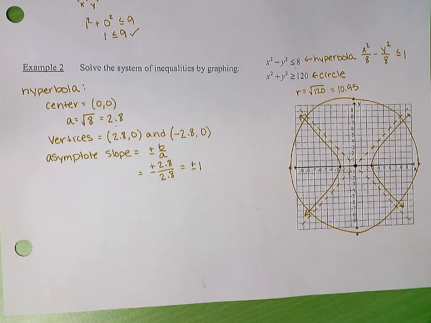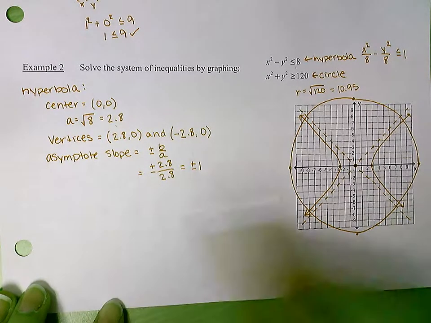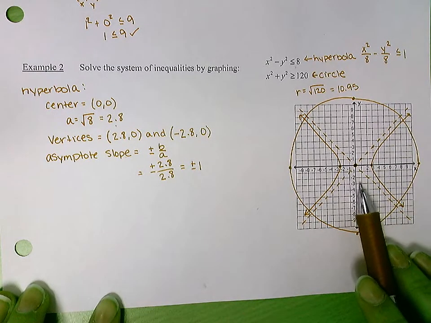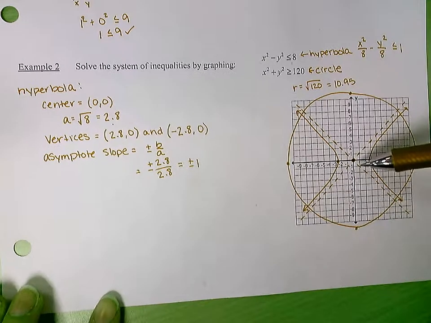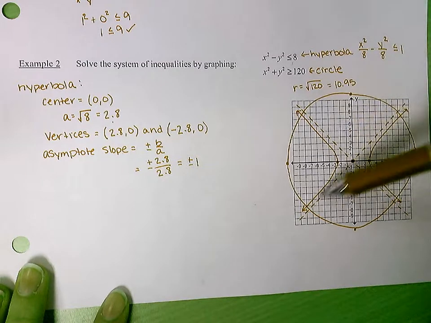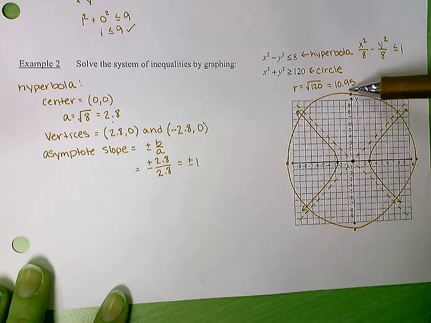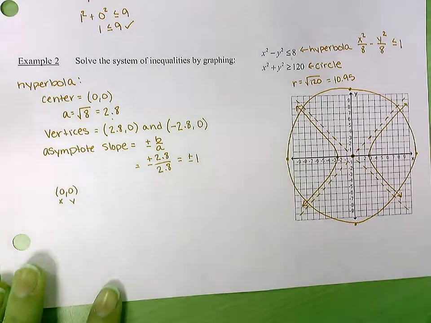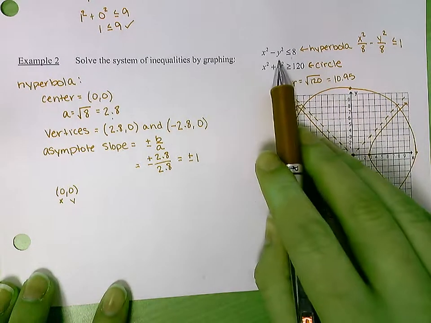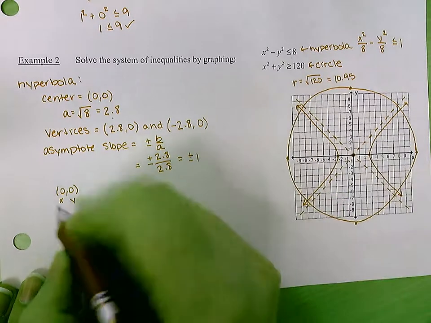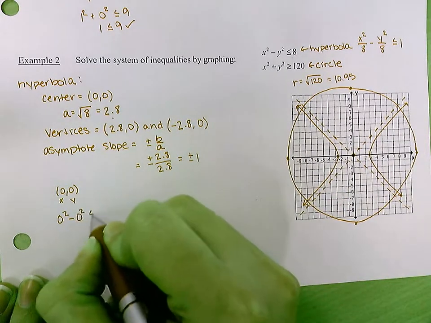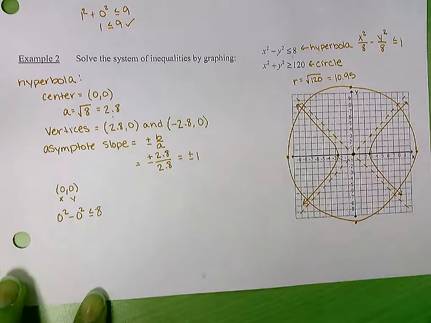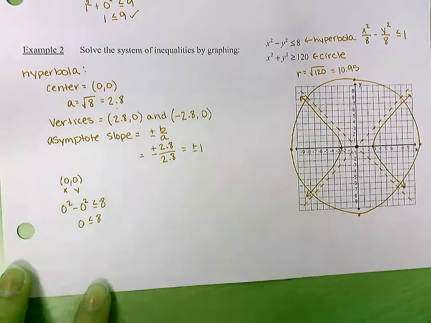All right, so your next two steps are to plug in points for each graph. I'm going to plug in a point for my hyperbola. For both of these, I'm just going to plug in 0, 0, because 0, 0 isn't on the line for the hyperbola, and 0, 0 isn't on the line for the circle either. So I'm plugging in 0, 0 for x and y into my first equation: 0 squared minus 0 squared less than or equal to 8. Okay, so 0 less than or equal to 8, is that true? Yes.